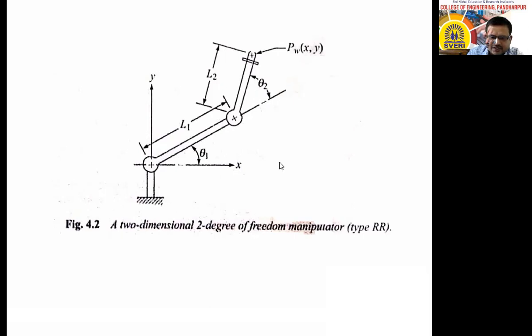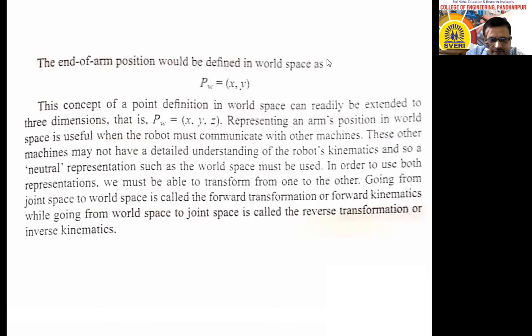This is the x horizontal axis, x axis, vertical axis, y axis. L1 is the length of this arm, L2 is the length of this arm. This is the end effector. That coordinate quantity is provided as PW of xy. The end arm position would be defined in world space as PW is equal to xy.